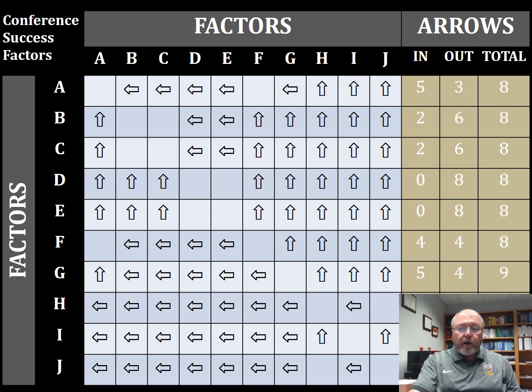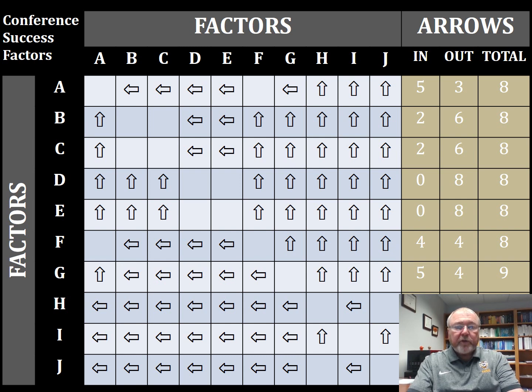So notice that at the end of the evaluation of A, we found that there were 5 in arrows, 3 out arrows, 8 total arrows. That means that there were 5 different things that contributed to causing A, 3 things that A contributed to causing, H, I, and J, and in total 8 relationships. You do something similar for each of B through J.